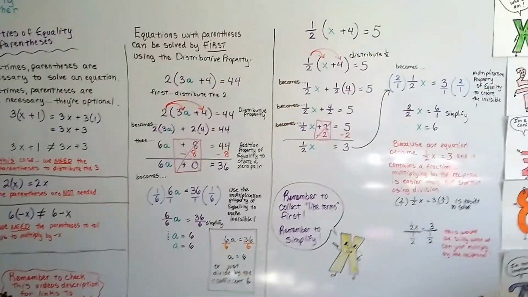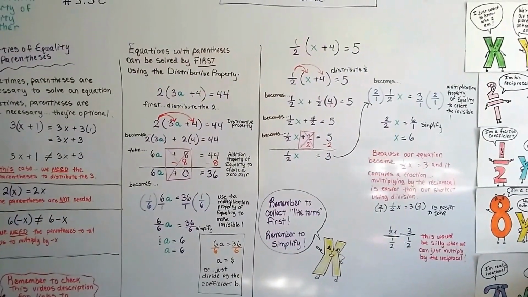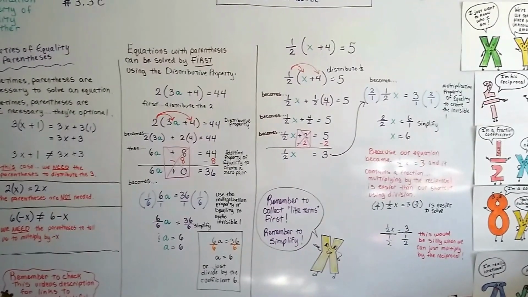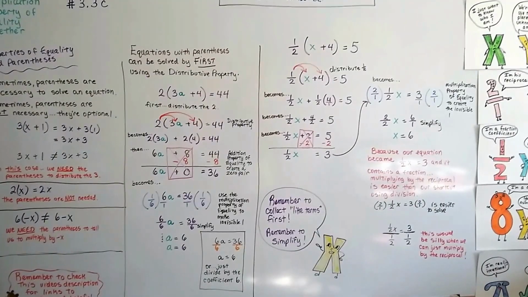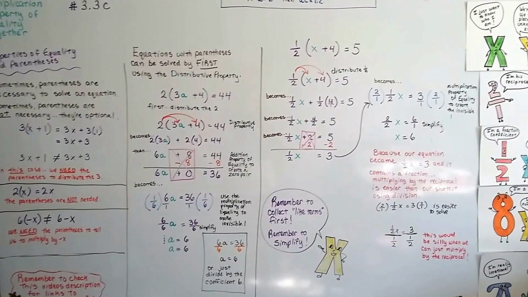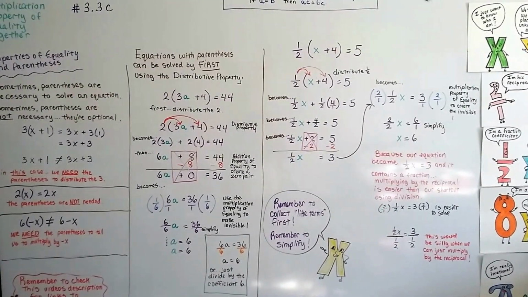So that's how we can use properties of equality in parentheses together. And just remember, combine like terms, then you would distribute, then you would use the additive property of equality, then you would use the multiplication property of equality.